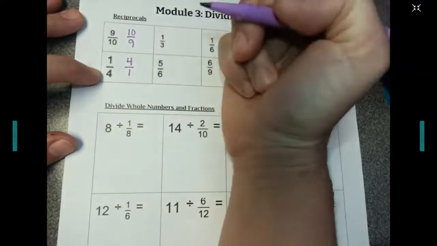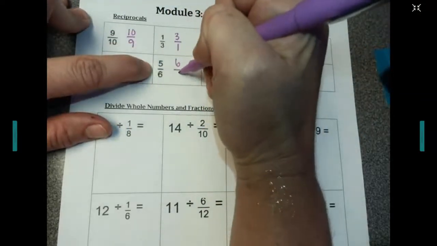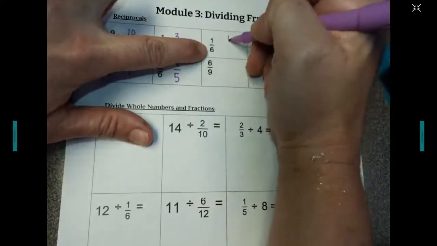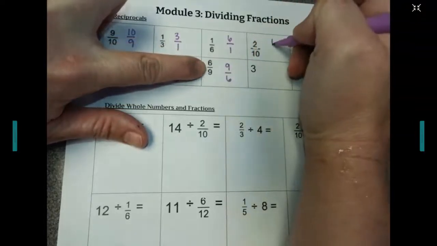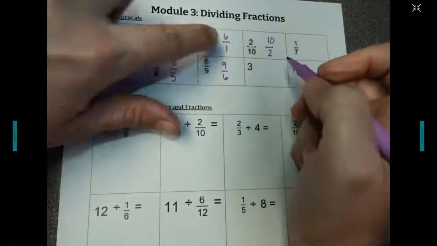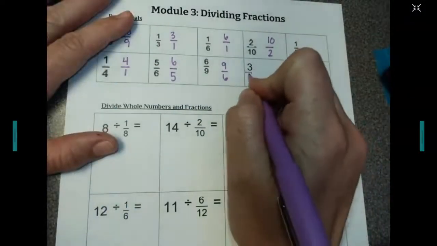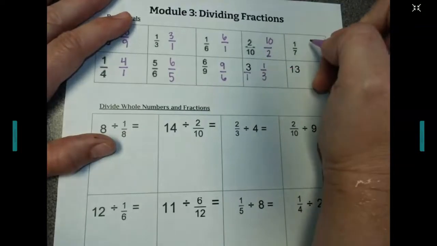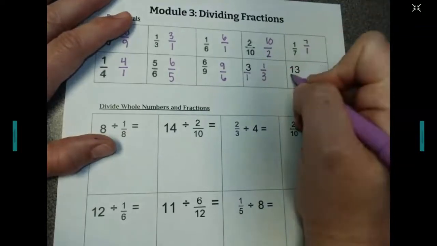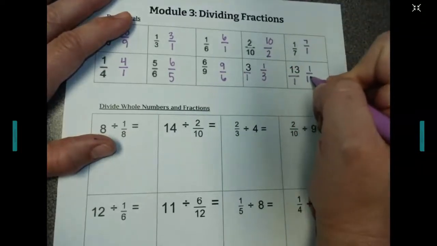Instead of 1 over 4, we have 4 over 1. Yes, you have to leave the 1 under it. 1 over 3, we have 3 over 1. 6 over 5. 6 over 1. 9 over 6, 10 over 2. Now, when you have a whole number, you just put a 1 underneath of it, and then you flip it. This is 7 over 1, and again, you put a 1 under it, and then you flip it.